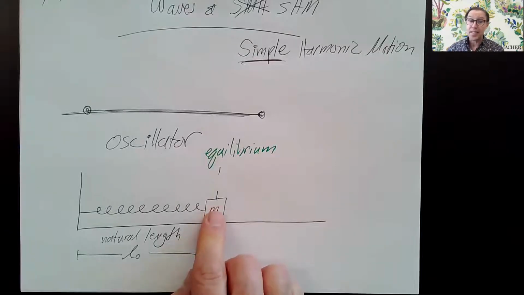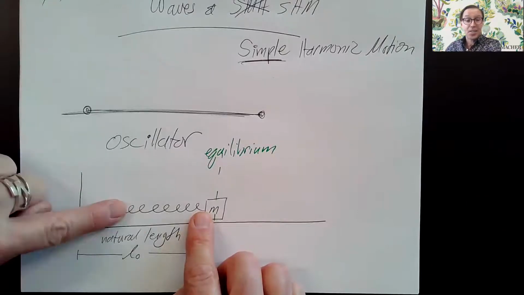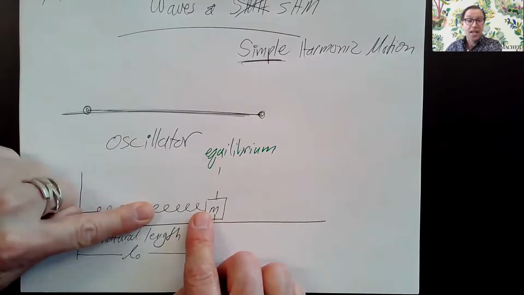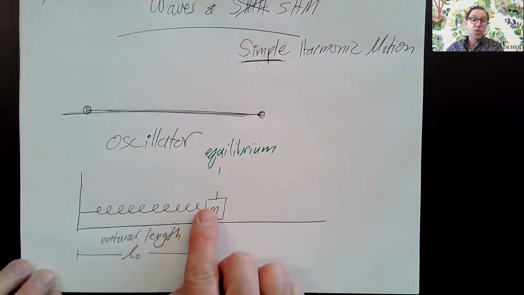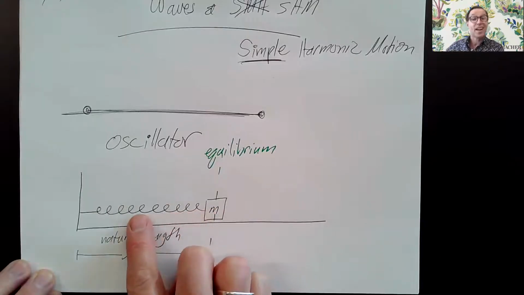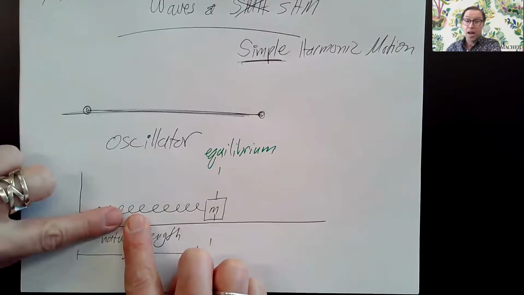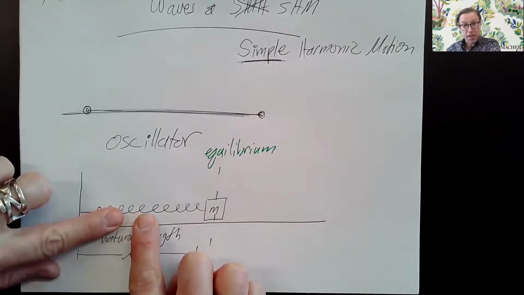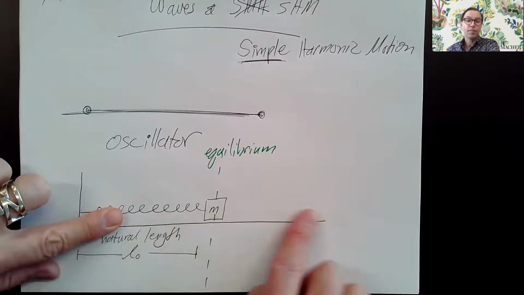Since the block is moving, it's going to move beyond equilibrium, but now the spring is going to push the block back this direction, back to the right. So the block's moving to the left, the spring's pushing the block to the right. So the block slows down and eventually stops. Well, the spring is still pushing the block to the right, so then the block will speed up and go faster. So the block will go back and forth and back and forth.